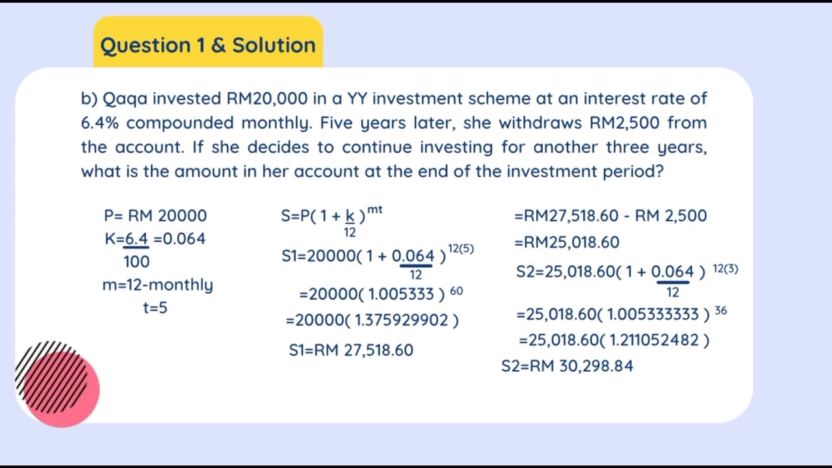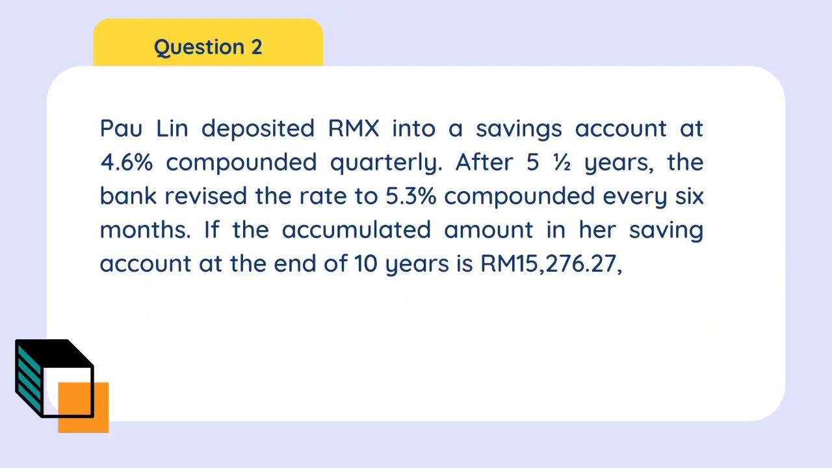S2 = 25,018.60(1 + 0.064/12)^(12 × 3) = 25,018.60(1.005333333)^36 = 25,018.60(1.211052482). The total for S2 is RM30,298.84 after 3 years. Moving on to question 2.